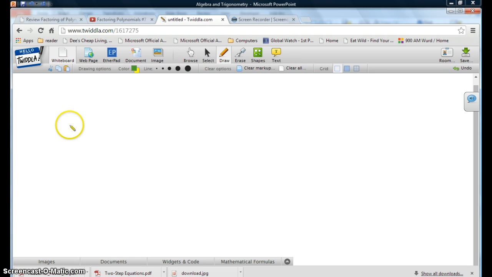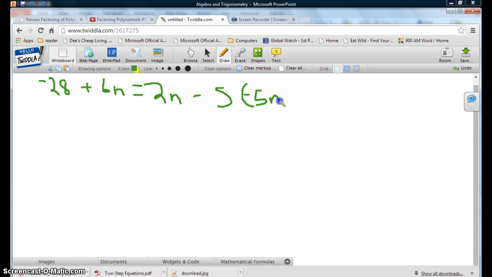All right, the next one is a little longer, so please bear with me. I may have to rewrite some of these numbers once we solve. So it's minus 28 plus 6n equals 2n minus 5 times, open parentheses, minus 5n minus 7, close parentheses. Okay, so the first thing you want to do is I always just draw this line.